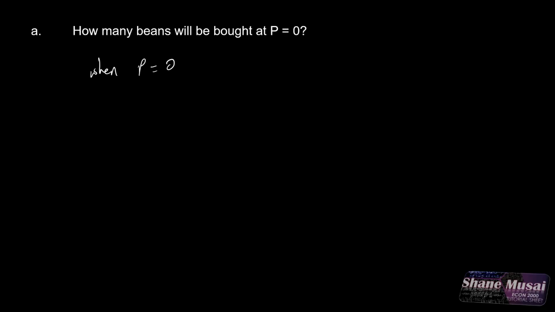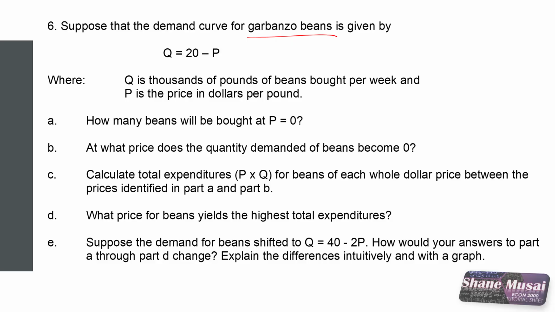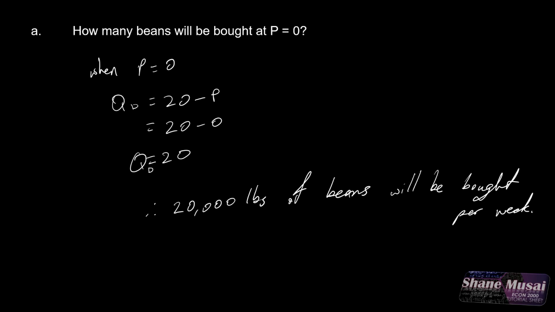When price is equal to 0, we recall the quantity demanded equation is 20 minus P, so this is equal to 20 minus 0, which is equal to 20. So therefore we have a quantity demanded Q that is equal to 20, but we must know that Q in the question is thousands of pounds of beans bought per week. Therefore, 20,000 pounds of beans will be bought per week.